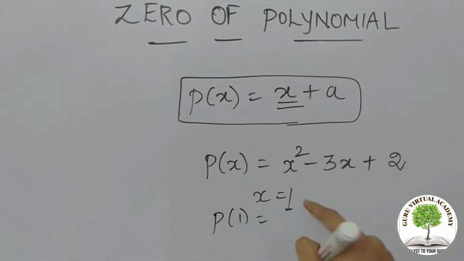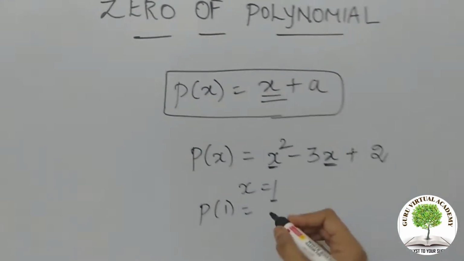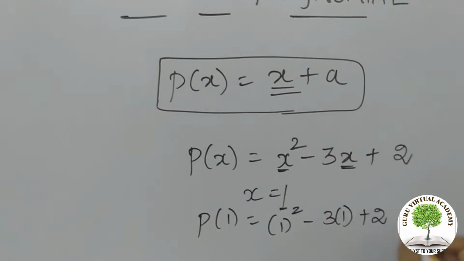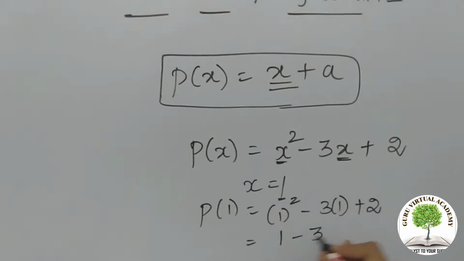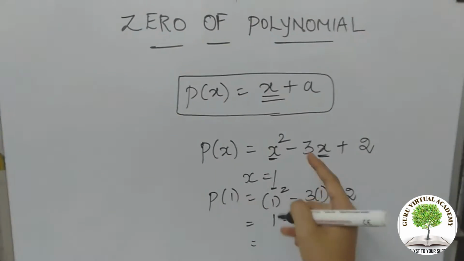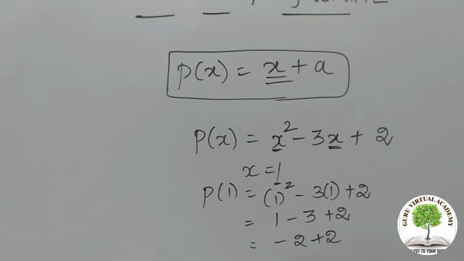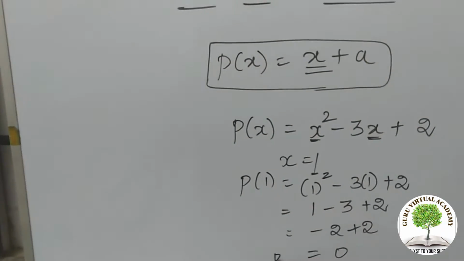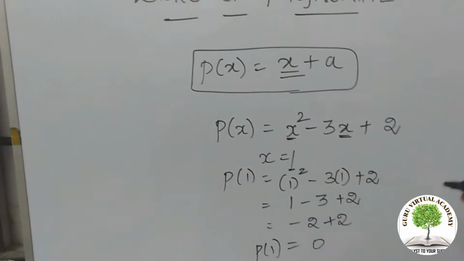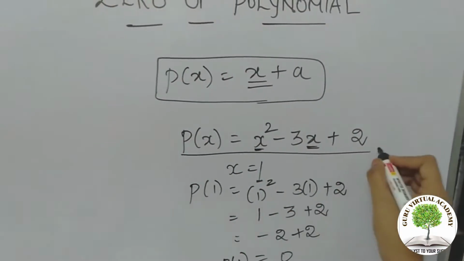Now substitute the value of 1 in the polynomial expression. So 1 the whole square minus 3 into 1 plus 2. So 1 minus 3 plus 2. This is what we get after substituting the value of 1 in place of x. So minus 2 plus 2 is equal to 0. So p of 1 is equal to 0. So my value of 1 is the 0 of the polynomial for this particular expression.